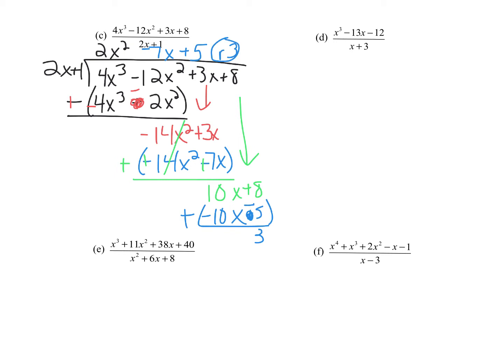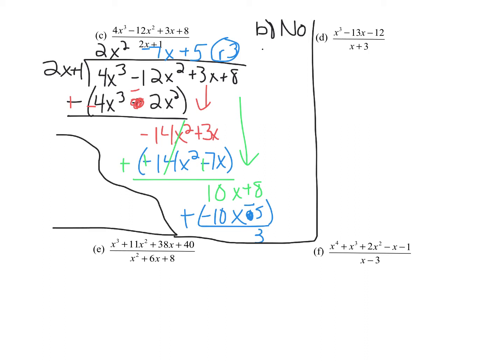I don't have a ton of room here, so I'm going to squeeze it in, draw a little line, maybe section it off. So the answer to part B is no, right? It's not a factor. And my answer to part C, I am going to squeeze over here. That seems like the only spot where I have room. So if I write this in quotient remainder form, I have 2x squared minus 7x plus 5 plus 3 over 2x plus 1.